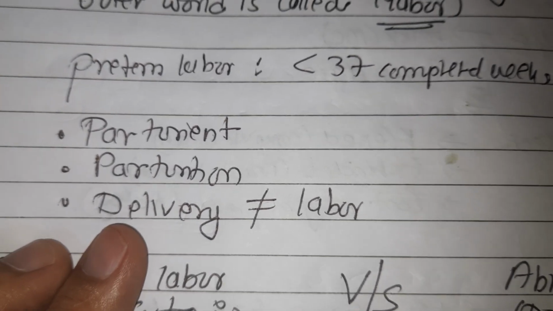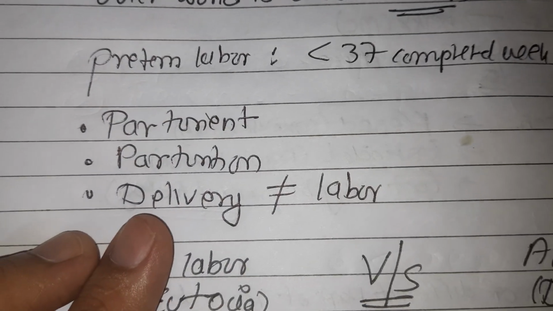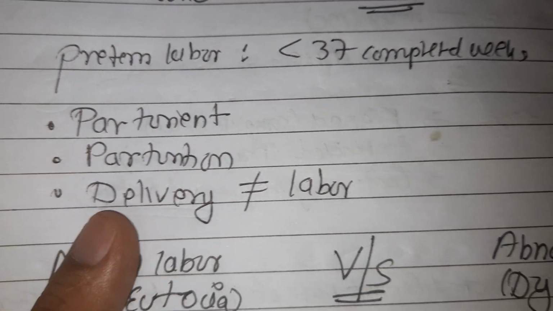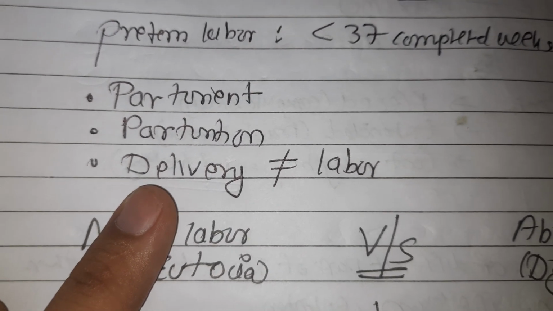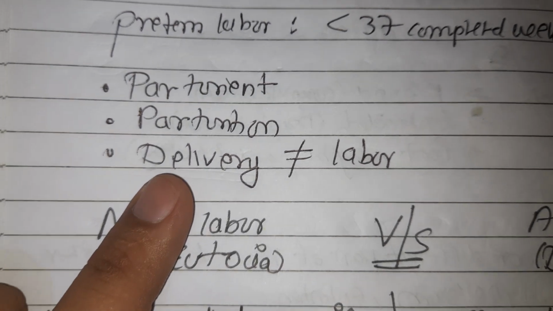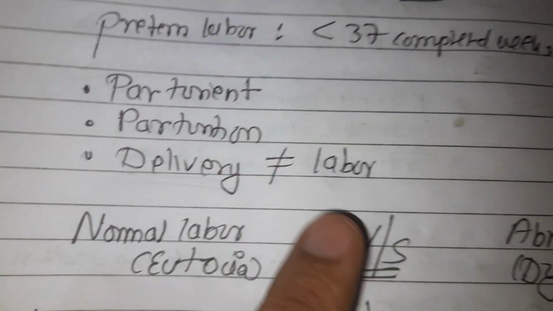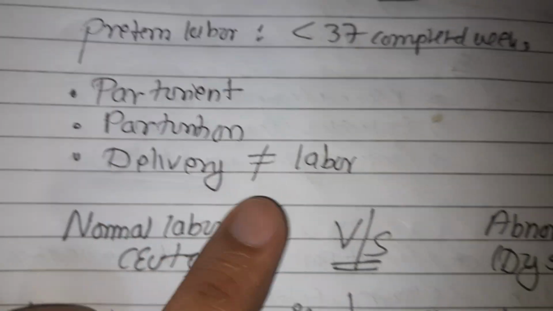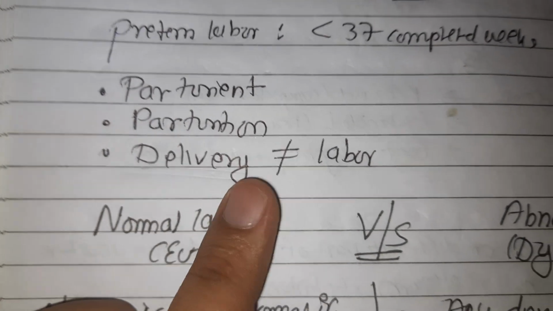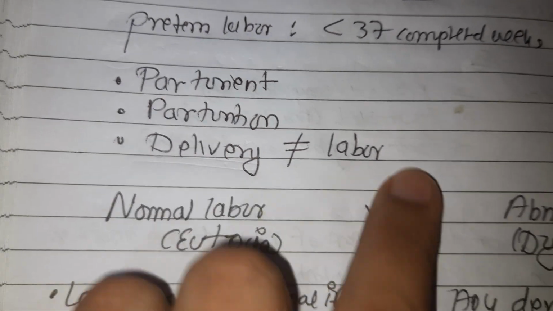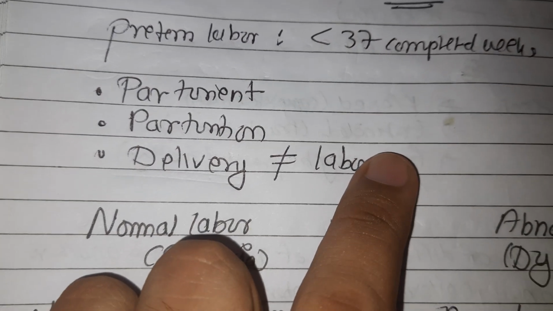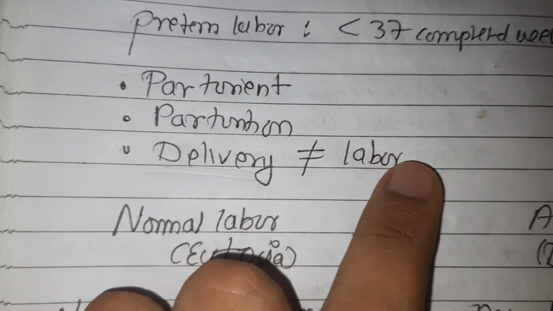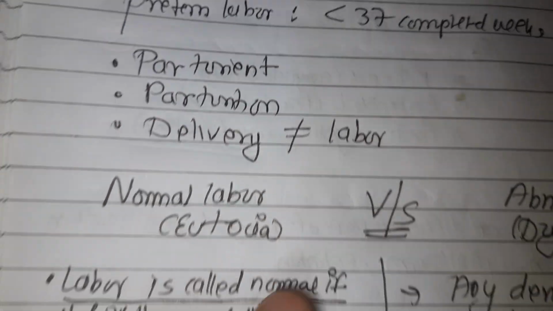The next term is delivery versus labor, and these are not synonymous terms. Delivery is the expulsion or extraction of a viable fetus out of the womb, and delivery can take place without labor also, such as in an elective cesarean section. Delivery may be vaginal, either spontaneous or assisted, or it may be abdominal. Delivery is the expulsion or extraction of the viable fetus only, whereas labor includes all the processes that take place in the genital organs to expel all the products of conception, including the fetus, placenta and all those things.